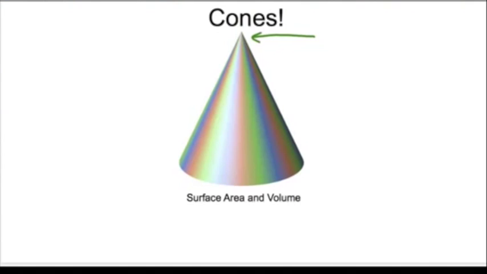First, we're going to start with the vertex. The vertex is the tip of the cone, just like in a pyramid. There is also a slant height, which you can think about as the height if you were sliding down from the vertex of the cone down to its base.